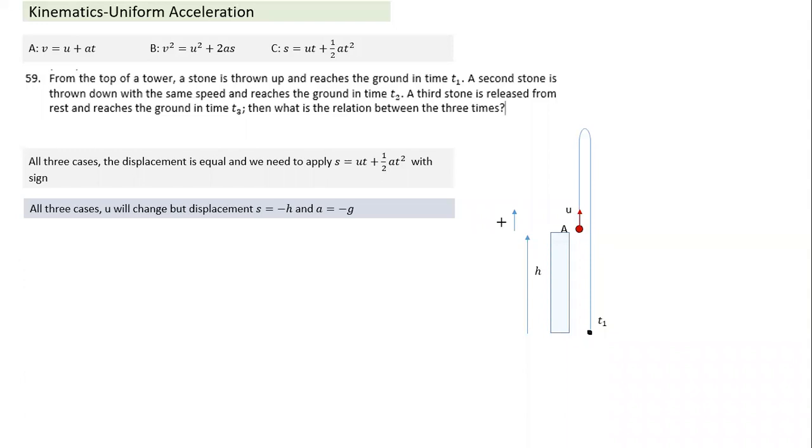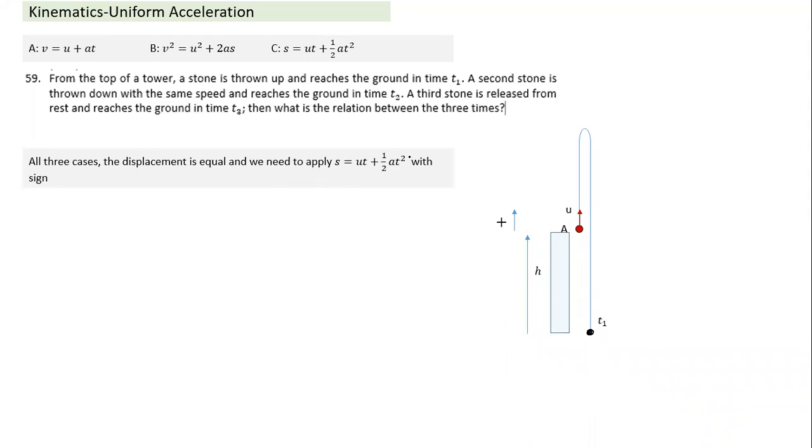In all cases, the first case is thrown up. In the second case, the velocity is given in the downward direction. In the third case, u is 0. But if I choose this initial point and the time it falls, the time interval is related to this point and the point on the ground. In all cases, displacements are equal. So for T1, T2, and T3, in all three cases, what is changing is u, while displacement is the same.